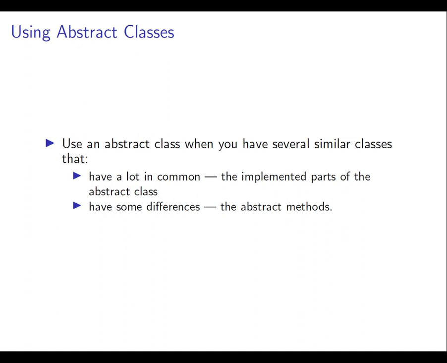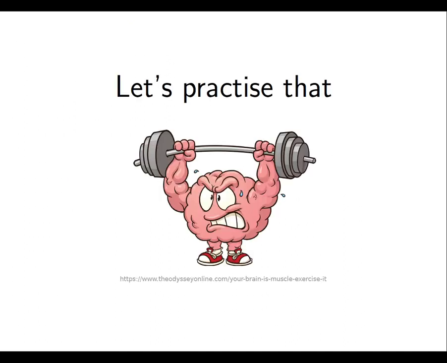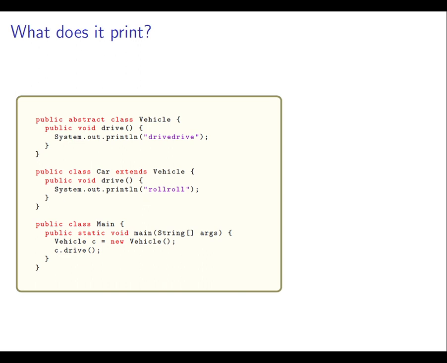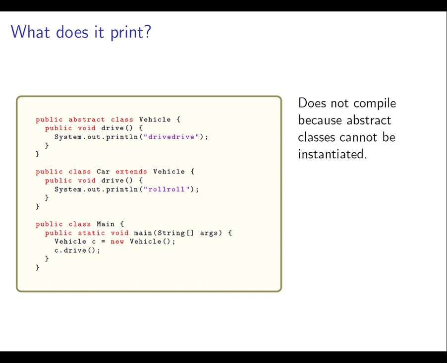So you use an abstract class when you have several similar classes that have quite a lot in common, but have some differences. Let's look at some examples. What does this print? As per usual, have a think. When you think you know, proceed. This doesn't compile because abstract classes cannot be instantiated, and here we are trying to instantiate the abstract class vehicle.